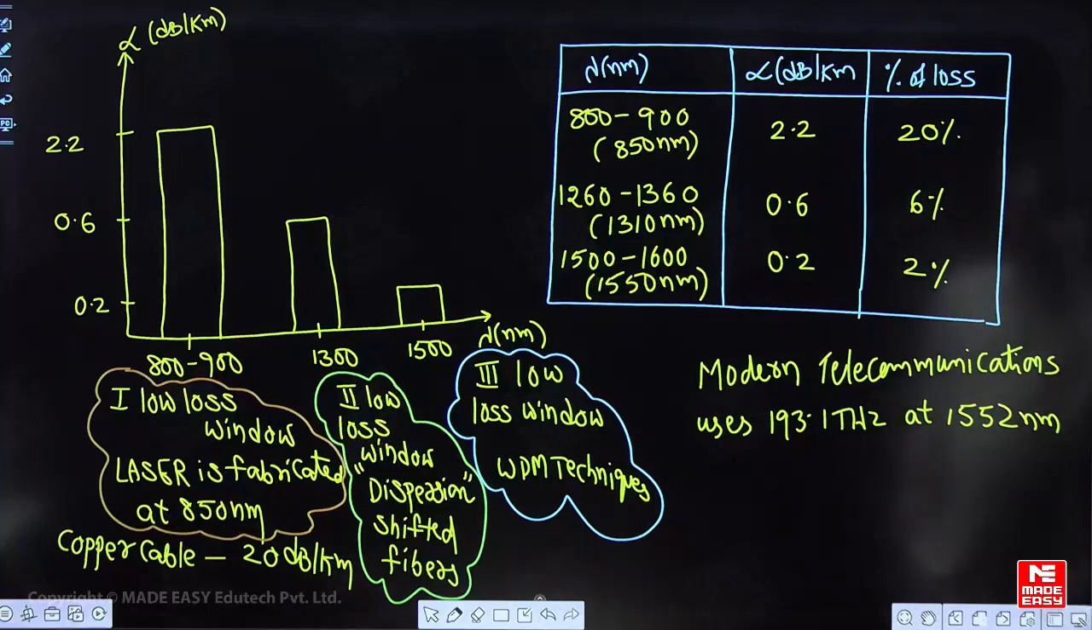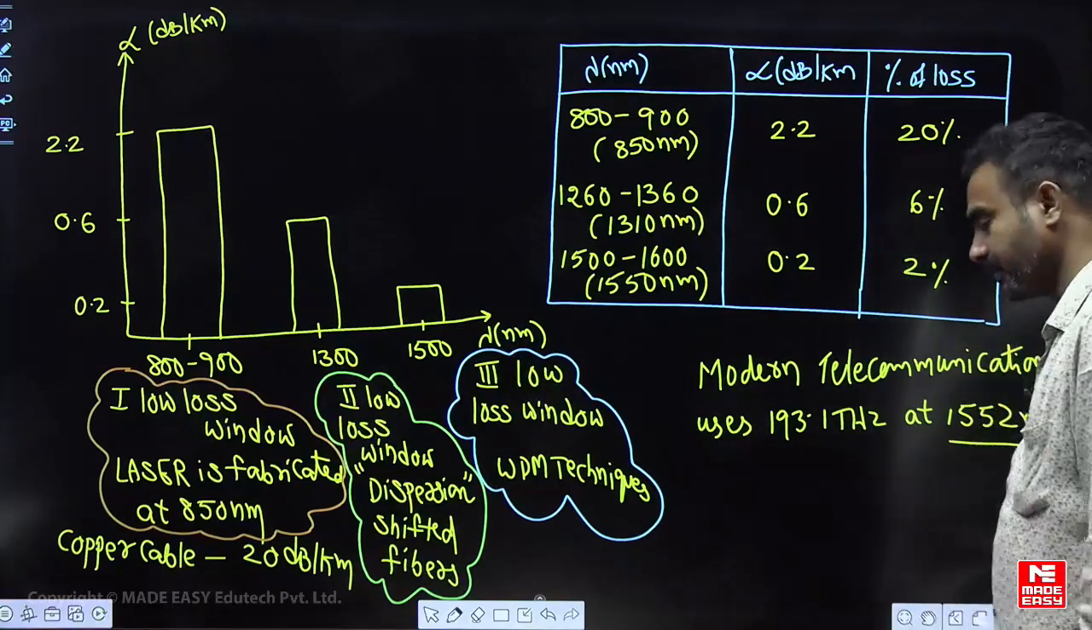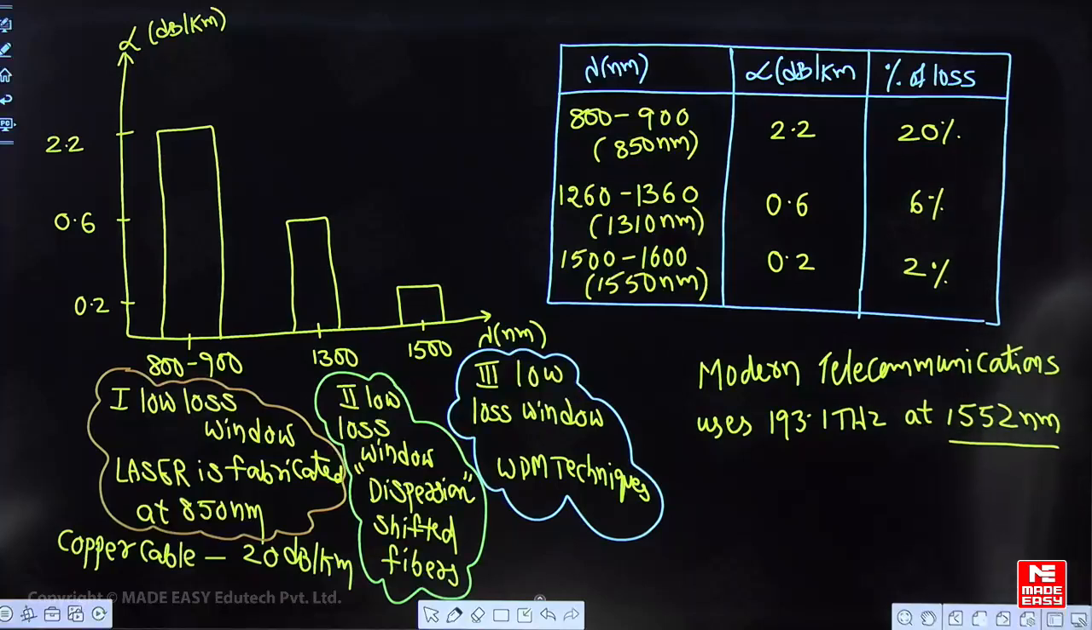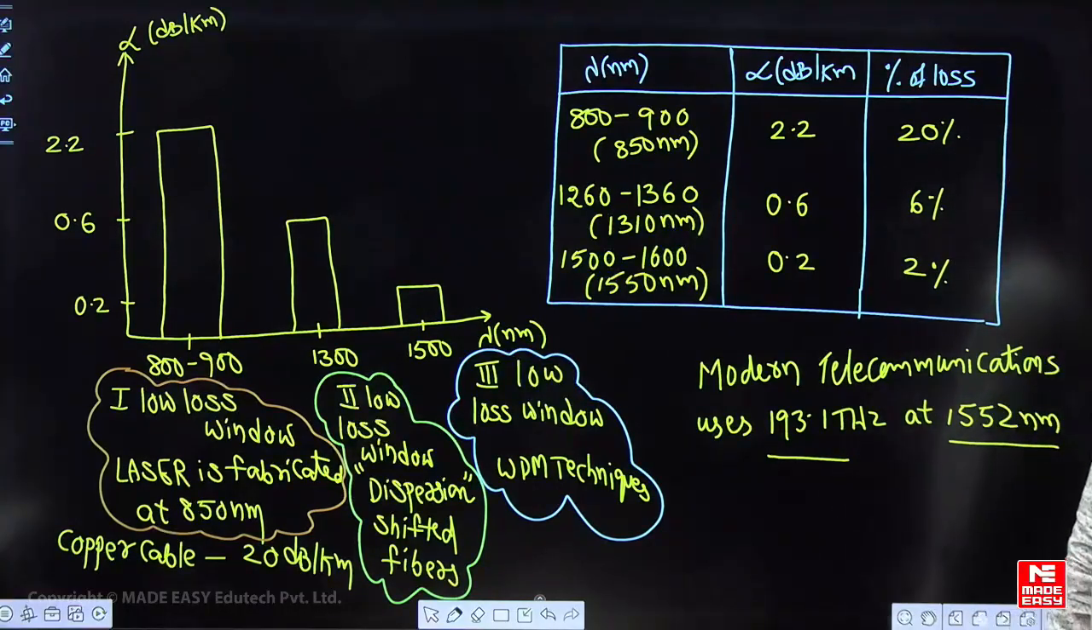Already I told in the classroom, we give most importance to the wavelength, not the frequency. But this is a very good question that is asked in interviews also: what frequency is the entire modern telecommunication using? So, this is a completely small spectrum we have. I wrote it here and I will explain the causes of attenuation next.